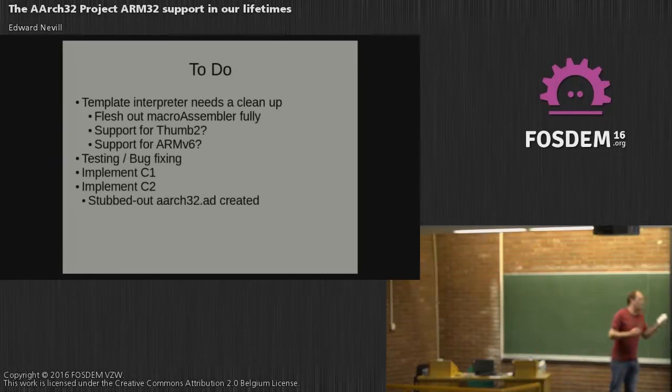Support for ARMv6, so the major motivation for ARMv6 I think is rather high. I don't intend to look at this, so unless someone can volunteer and do this, that won't get done. Testing and bug fixing, and then 2 simple items here, implement C1 and implement C2. And I have started looking at implementing C2, and I've created a stubbed out aarch32.ad, which builds, but falls over straight away, as expected.